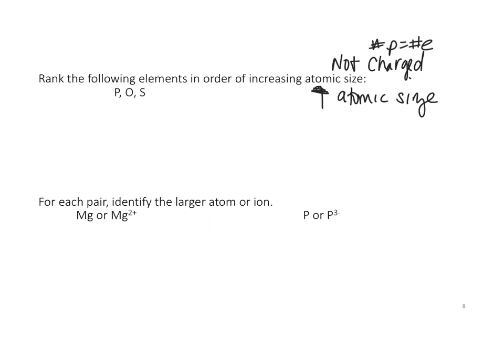You can see these nice pictures in your textbook, but they increase going down a group, and they increase going from right to left in a row. So between fluorine, you can see fluorine is really small, and lithium is bigger. Okay, so lithium is bigger, and then if you go all the way down to francium, it gets even bigger.